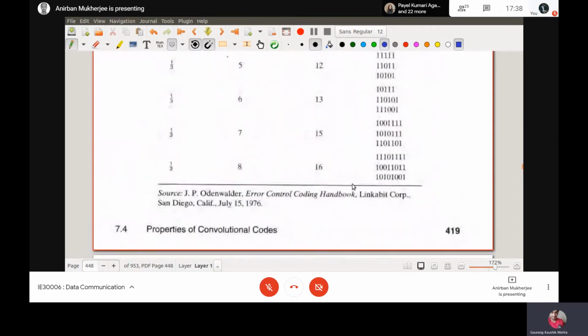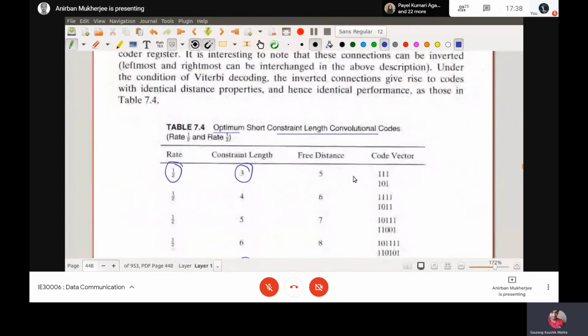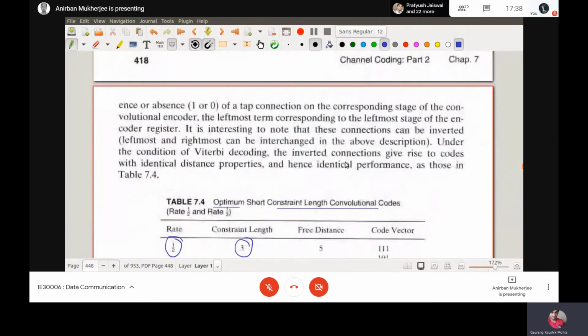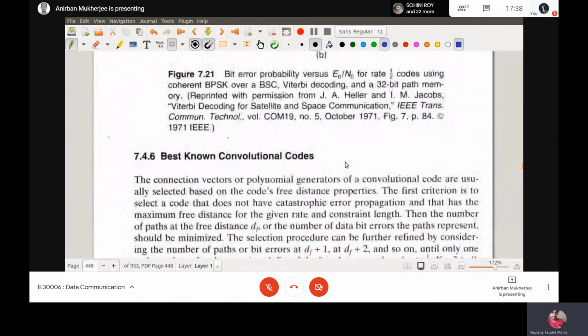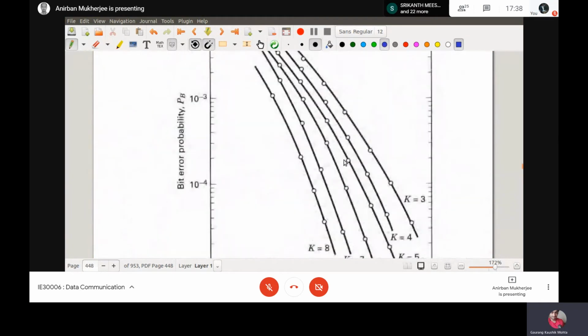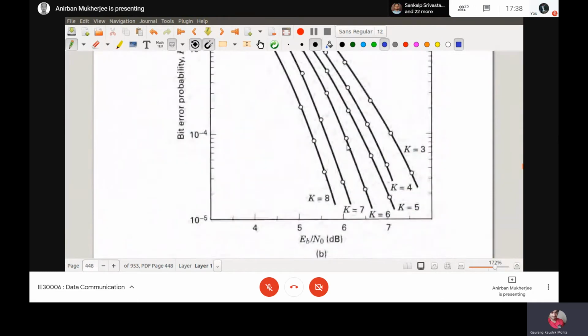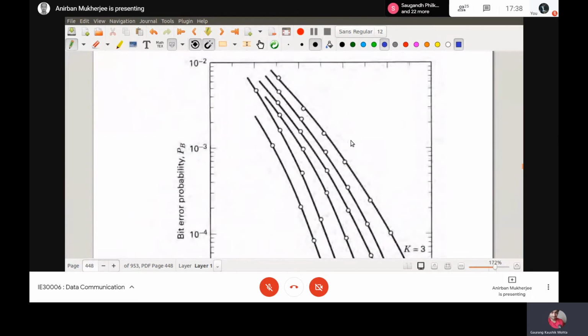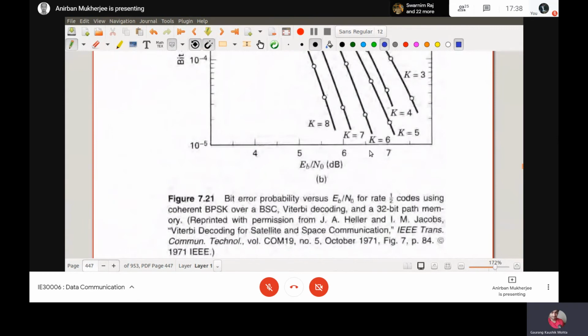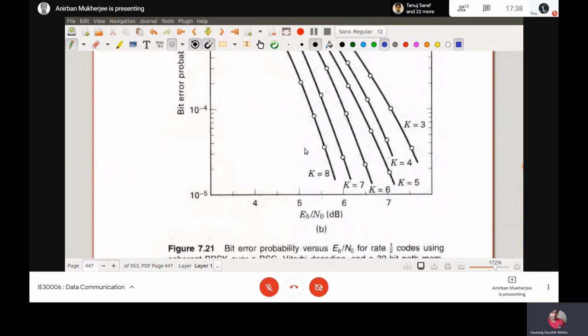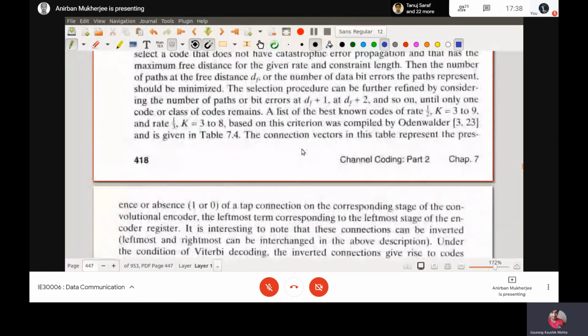My point is that people generally use the convolutional code from this list. What the free distance is and all these things, at this point I am not going to cover, because those things need a little more understanding. It depends on what type of convolutional code you are using. Generally we check characteristics like the probability of bit error versus normalized SNR, and depending on that we decide which one we should use.